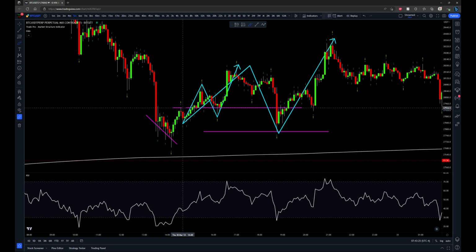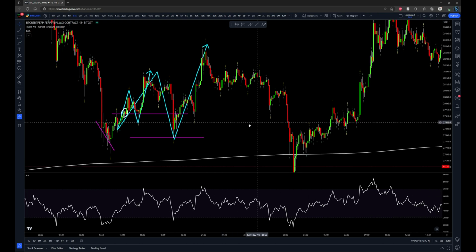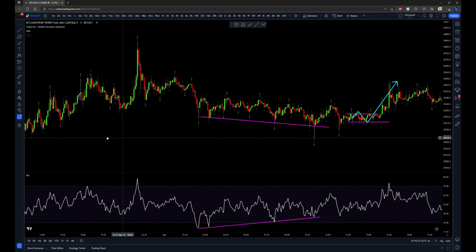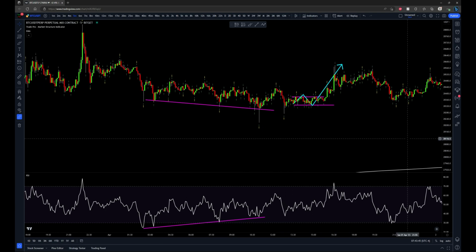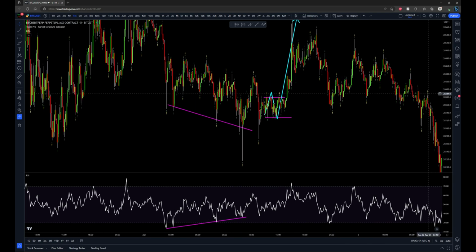So we get our market structure break right here. After getting our bullish regular divergence, oversold, over 200 EMA, pulls back, follows through, gives another pullback, follows through once again. And here we are. I believe this is our final example.